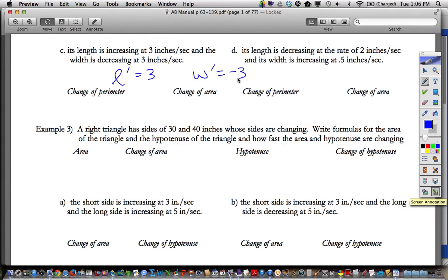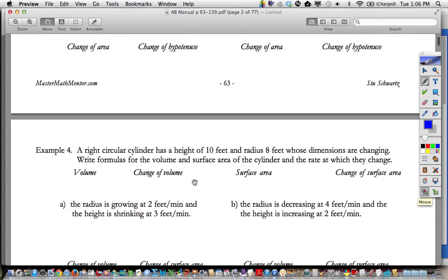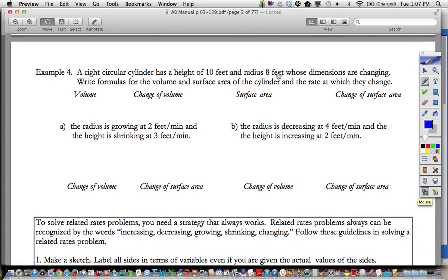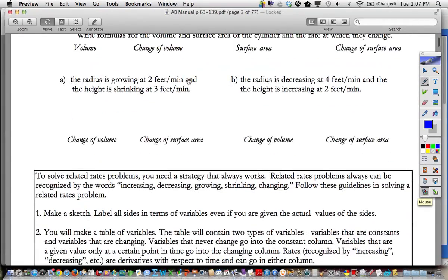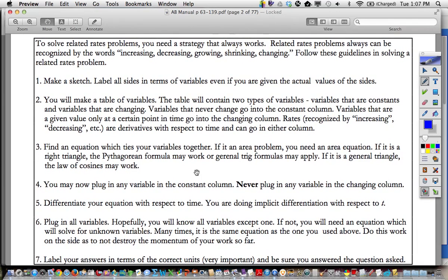Okay. So then they do an example of a right triangle situation where the sides are changing and so forth. And a cylinder where the dimensions are changing, and so you got surface area and volume and stuff. Okay. Now here's kind of the strategy. Now I don't want you to write this down at this point yet. I'd rather you just understand the whole process, and then tomorrow maybe we'll copy this down and parts of this down if we want to.